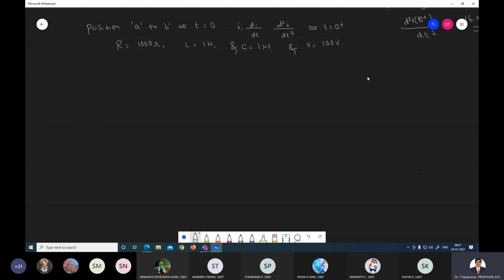So this was asked in one exam for 10 marks. So note down the circuit. This is the circuit. This is the position A and this is the position B and this is the capacitor. This is the resistor and then this is the inductor and this is your 100 volt and this is the C and this is your A and this is the B. This is the switch K and this is R and this is the L.